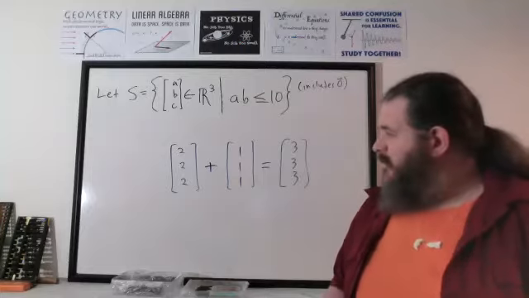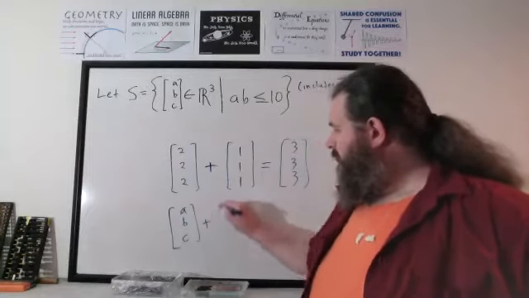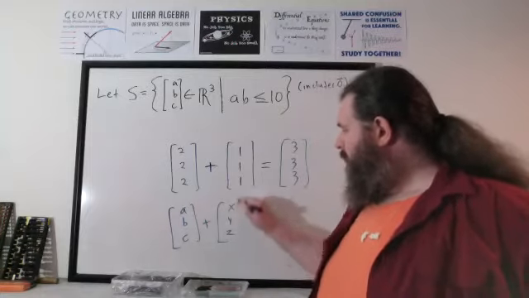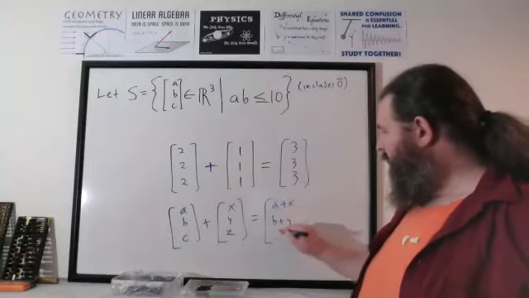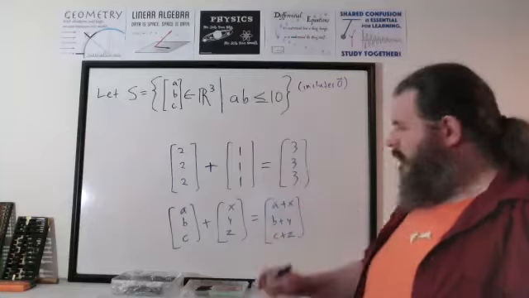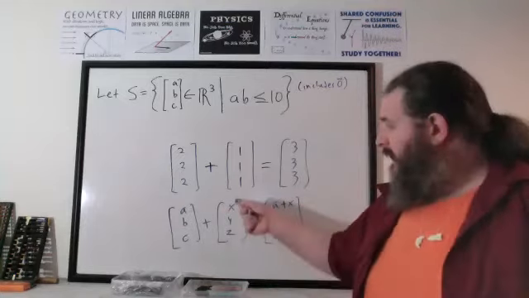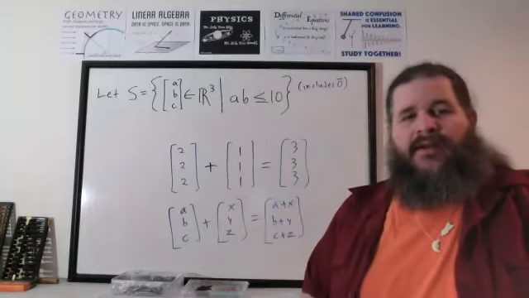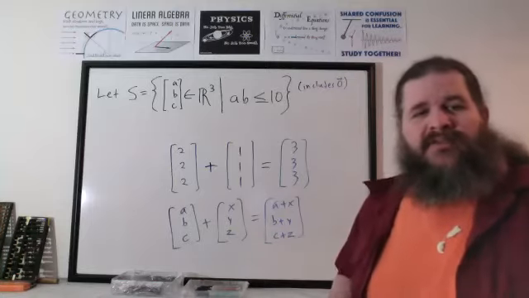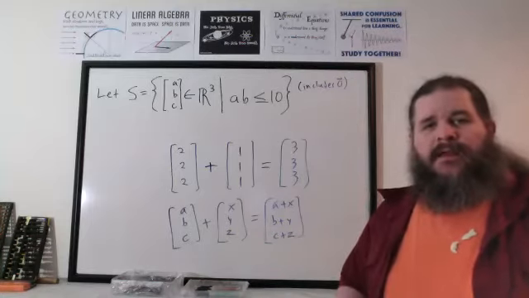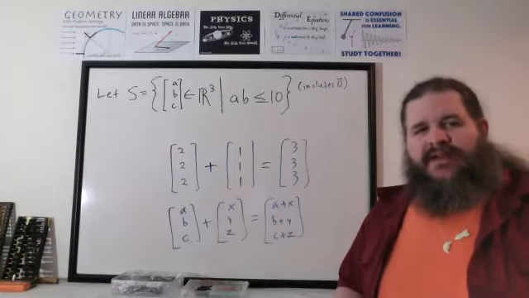If we wanted to prove it, we'd have to do this with variables. We'd have to say, let's say A, B, C plus X, Y, Z would be A plus X, B plus Y, C plus Z. And the only thing we would know is that AB is less than or equal to 10 and XY is less than or equal to 10. And we'd want to show that (A plus X) times (B plus Y) must be less than or equal to 10 if we wanted to prove closure under addition. However, is this set actually closed under addition?